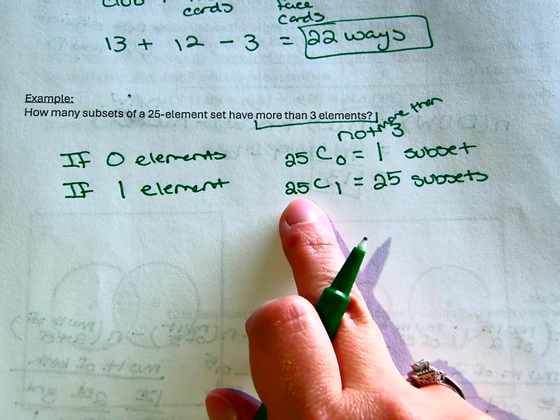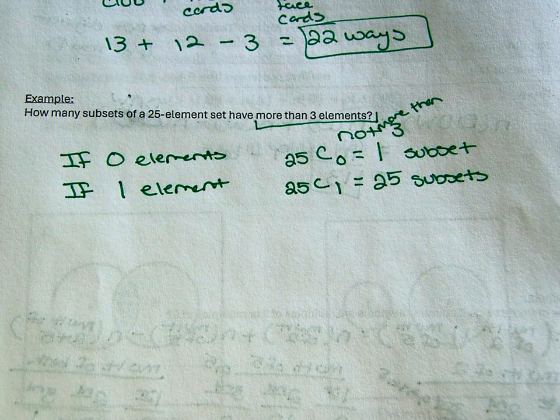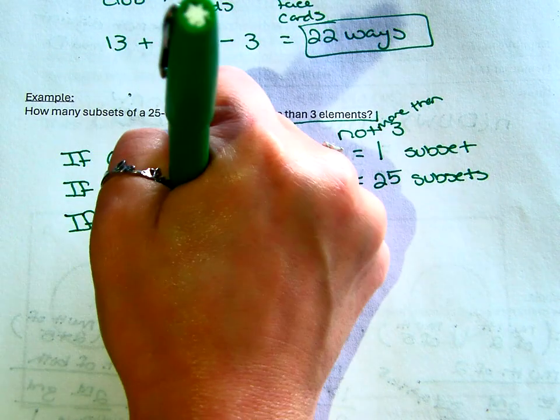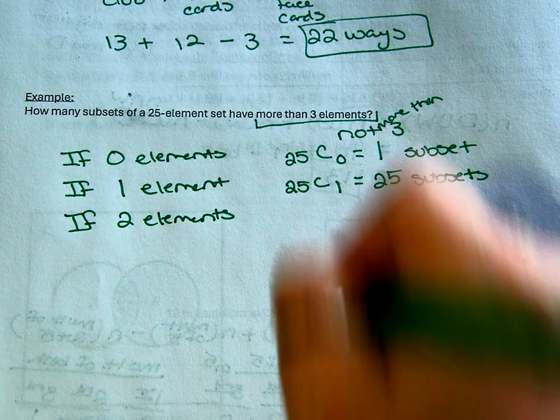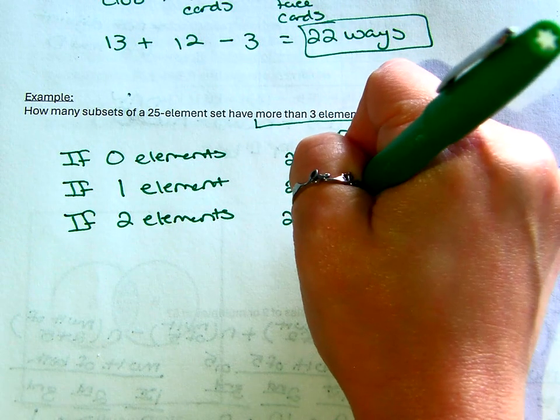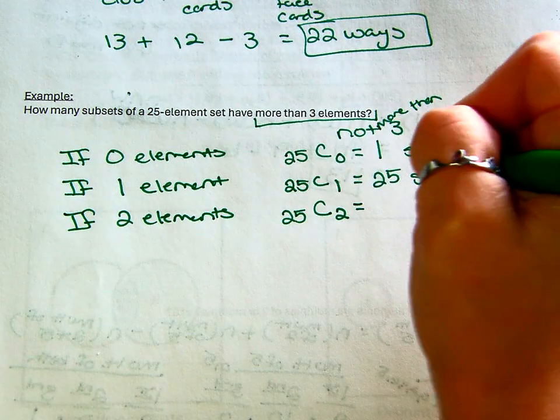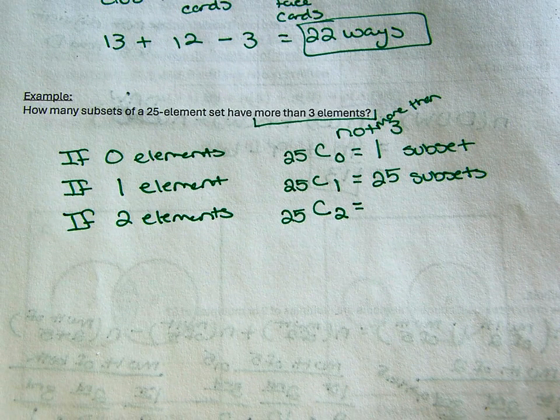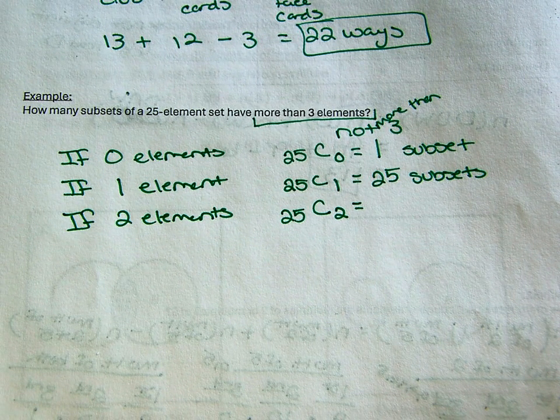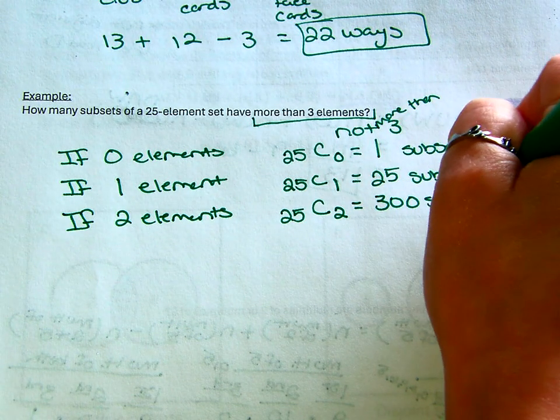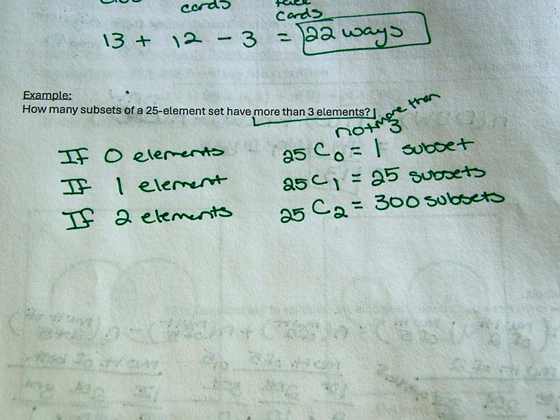All right, let's do if we are taking things 2 at a time. If we're having subsets with 2 elements each, we're going to have 25 choose 2. How many different subsets is that? 300. There are 300 different ways to choose 2 items off of a table of 25. That's kind of crazy.